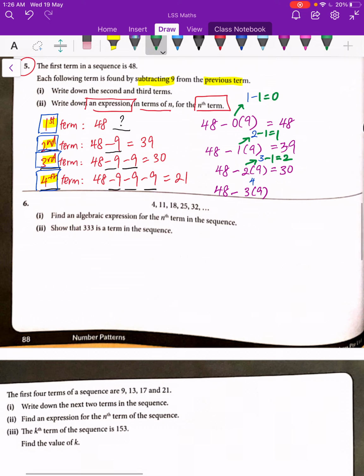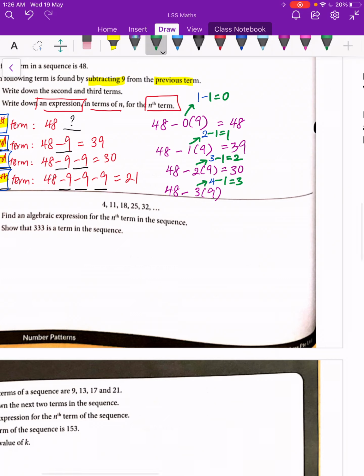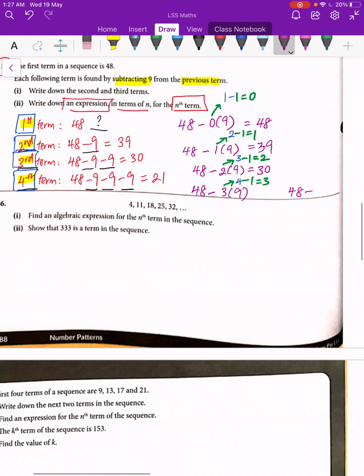So 4 minus 1 gives me 3. So 4 minus 1 equals 3. If I want to find the term at any position, I will always start with 48 minus the position here. In this case, it will be n, the n term.